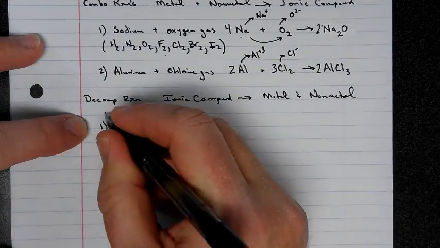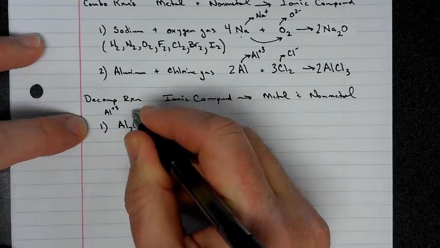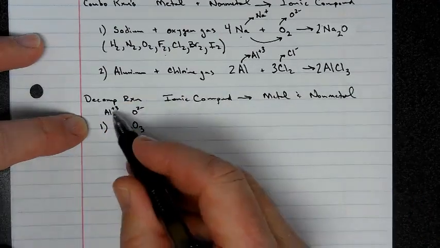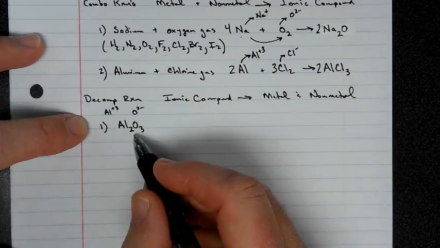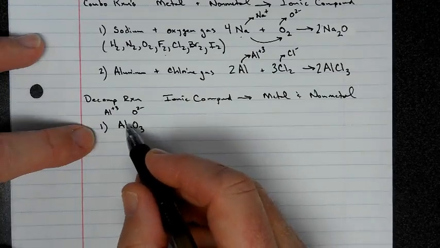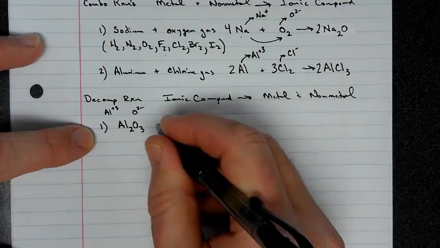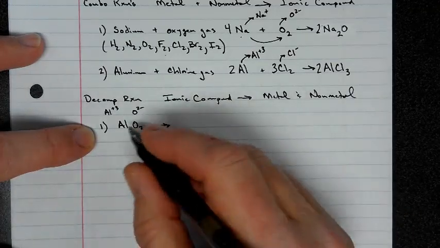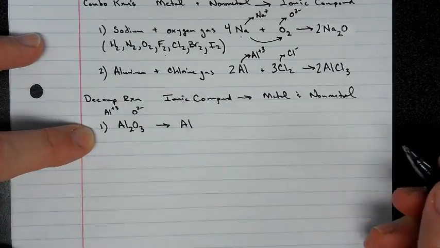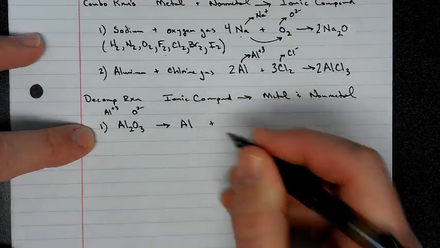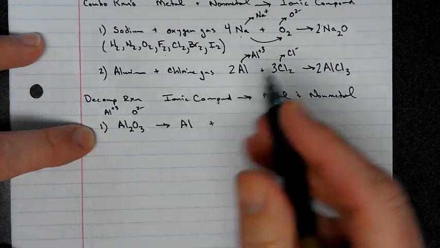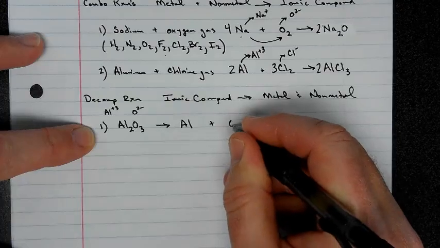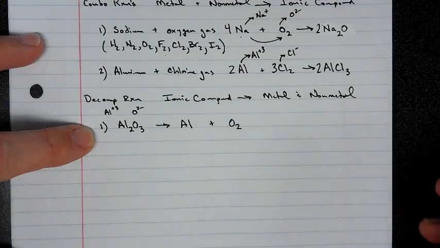Aluminum has a +3 charge, oxide 2 minus. So when I put them together, drop the charges, and I get Al2O3. Now when that breaks up, I get two elements. The metal is aluminum. Aluminum is by itself. I'm also going to spit out of this thing oxygen. Oxygen is a diatomic element, so when it comes out on its own, it's O2.